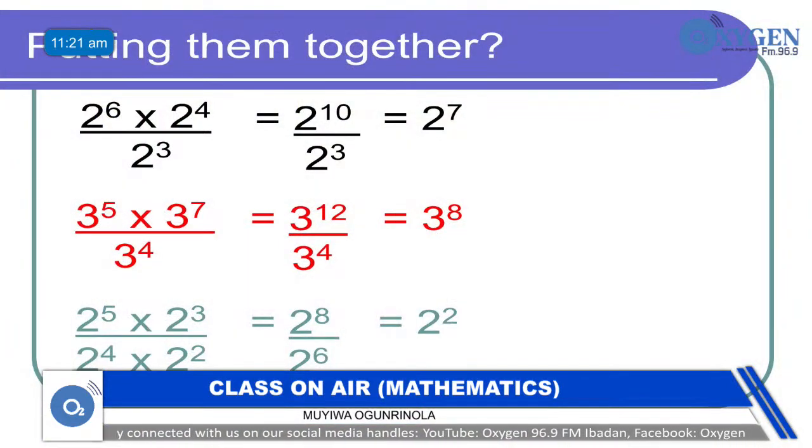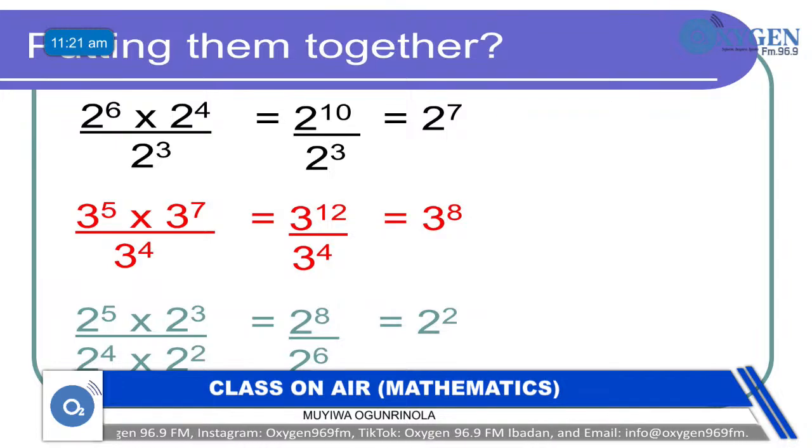And this one, it will be what? That is when you are asked to leave your answer in index form. But if you are to simplify it to write the final answer, it is going to be 4. That is, 2 raised to power 2 means 2 times 2, which is equal to what?